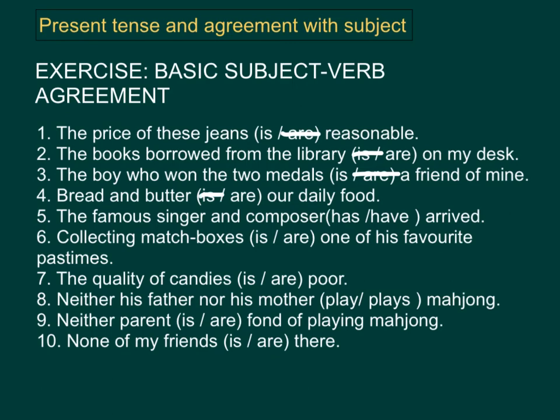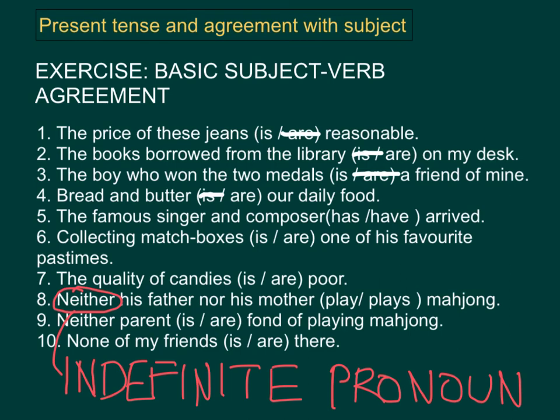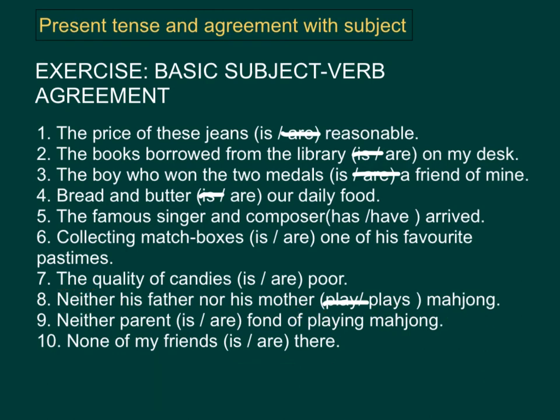Now let's try question 8. Neither his father nor his mother mahjong. The subject here is neither. Remember that neither is an indefinite pronoun. When we see an indefinite pronoun, we add an s to the verb or use the plural form of the verb. Therefore, the verb in this case will be plays. Neither his father nor his mother plays mahjong. Now try the remaining questions on this page yourself. Have you answered correctly? You may check your answers now.